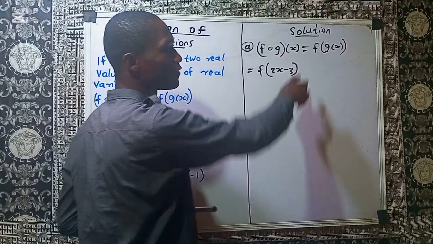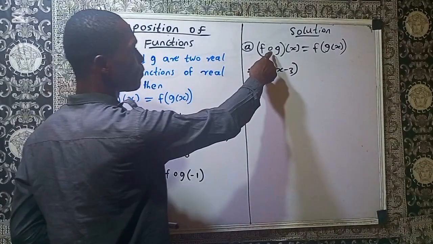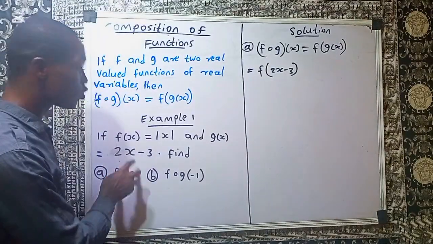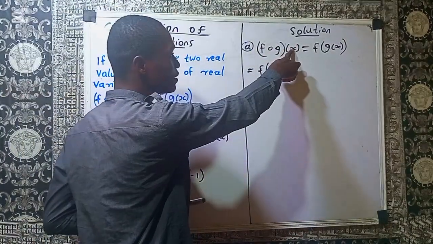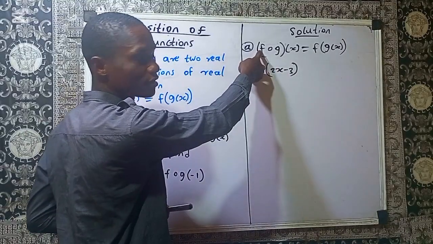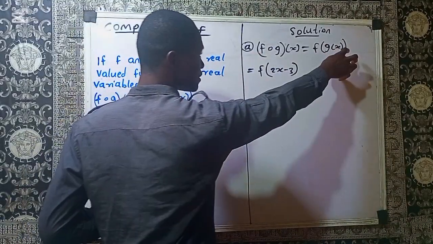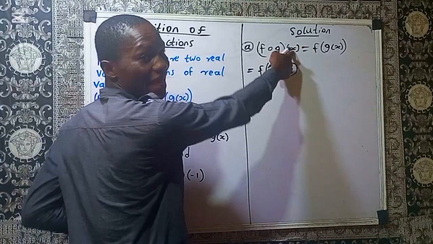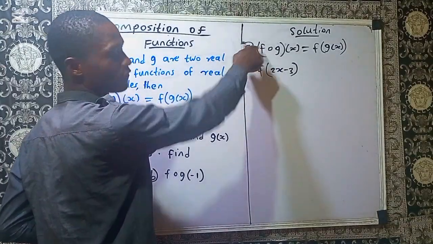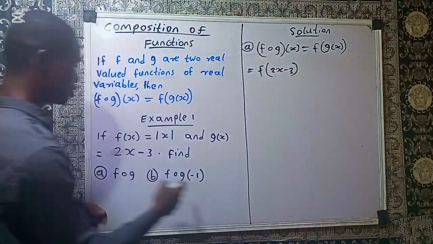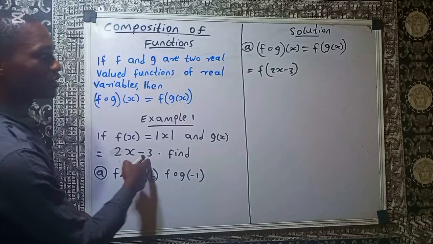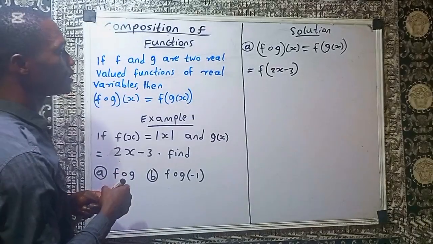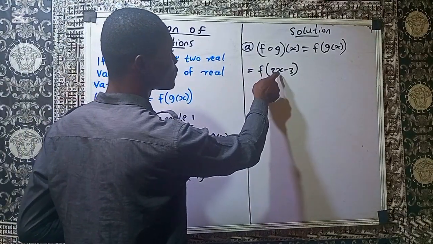Remember, what I wrote down first here is the definition, right? They told us to find f composition g. So you are going to write f composition g of x. Then this is the same as f, the first function, then bracket g of x. Which means you are putting g of x inside the first one, f. And what is g of x? G of x is given to us as 2x minus 3. So we replace this g of x with 2x minus 3. Then we are having f of 2x minus 3.